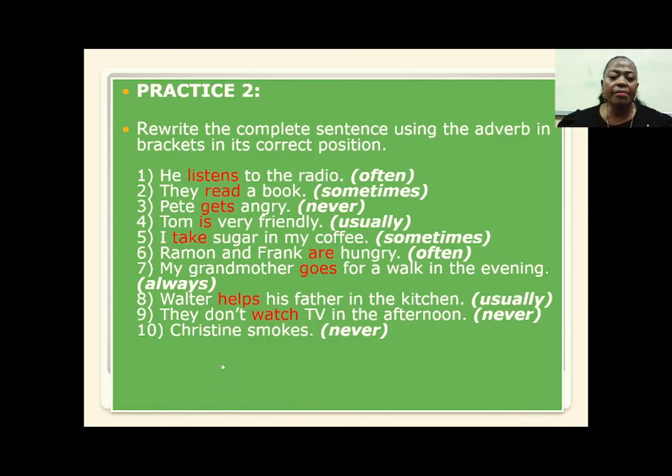Number 5, I take sugar in my coffee. Correct answer, I sometimes take sugar in my coffee.